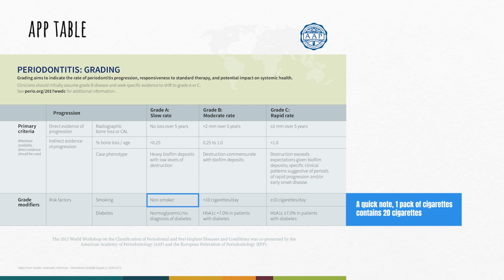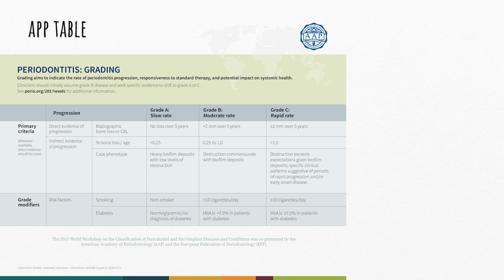So a non-smoker is grade A, a patient who smokes less than 10 cigarettes per day is grade B, and more than or equal to 10 cigarettes per day, which is half a pack or more, is grade C. A non-diabetic patient is grade A, a diabetic patient with HbA1c of less than 7% is grade B, and more than 7 or an uncontrolled diabetic is grade C.